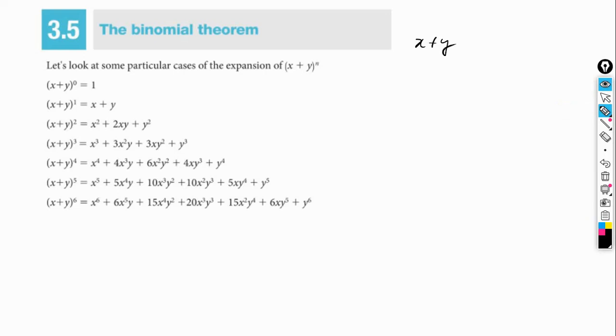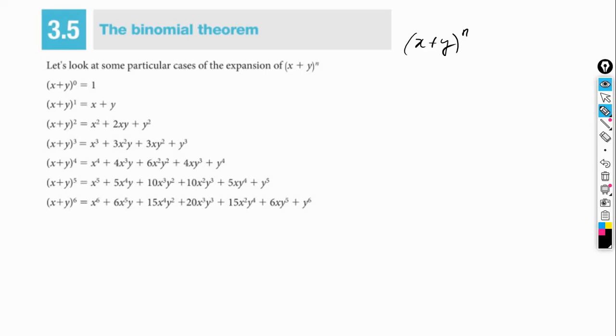In principle, it's easy to raise x plus y to any power, but raising it to high powers would be tedious. So what we're going to do here is find a formula that gives the expansion of x plus y to the power of n for any positive integer n. And this is what's called the binomial theorem. Now let's look at some particular cases of the expansion of x plus y to the n.